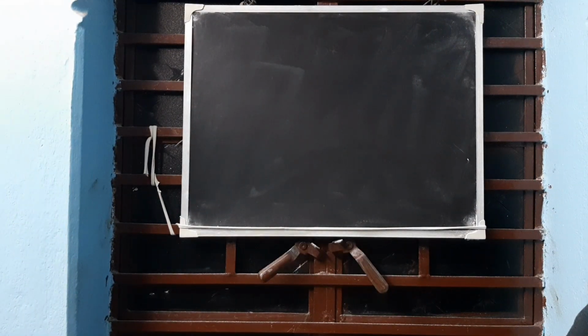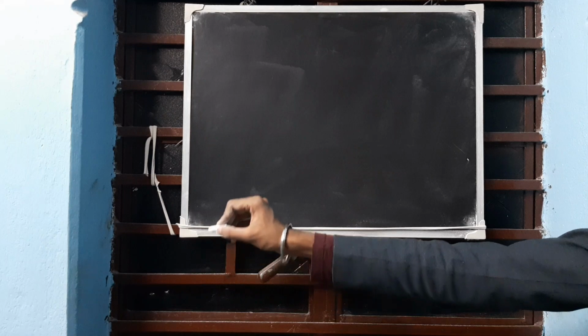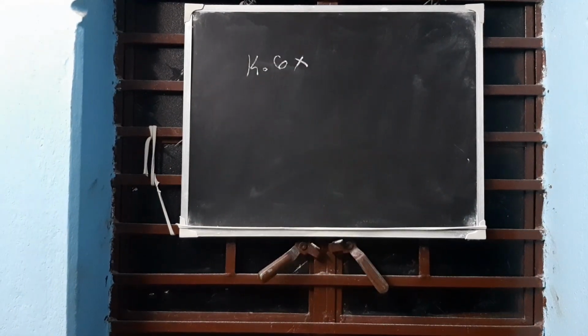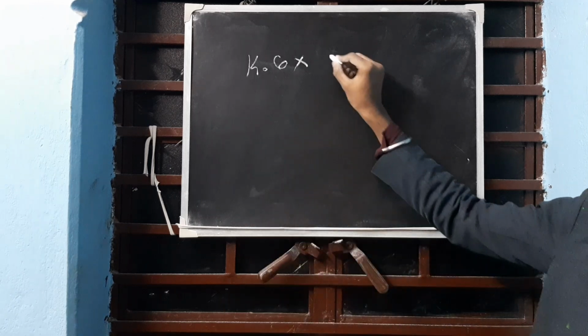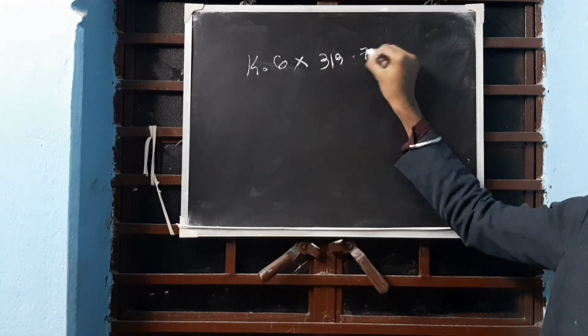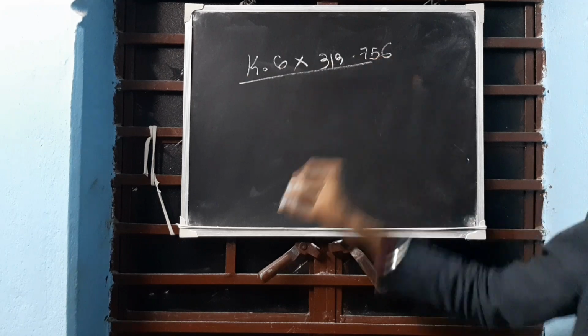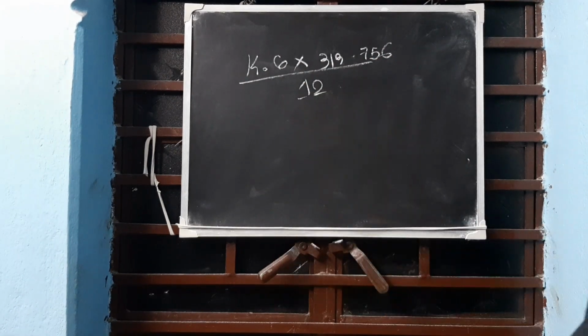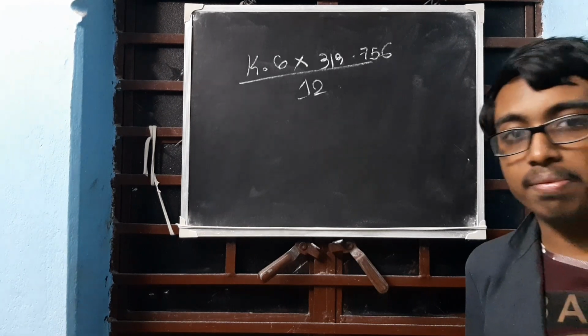Now let's pick up some sums from your book. 1 or 2 sums let us do. Okay, let's take this sum. 14.6 into 313.756 divided by 12. Alright. You have to report the answer. You have to express the answer with a proper number of significant digits.